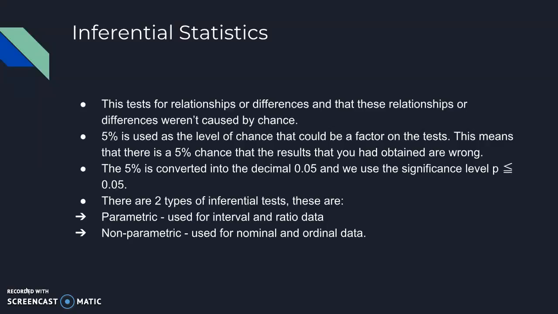Inferential statistics. This tests for relationships or differences, and that these relationships or differences weren't caused by chance. 5% is used as a level of chance that could be a factor in the test. This means that there is a 5% chance that the results you obtained are wrong. The 5% is converted into the decimal 0.05, and we use it as the significance level. P is 0.05, greater than or equal to the significance. There are two types of inferential tests: parametric, which use interval and ratio data, and non-parametric, which use nominal and ordinal data.